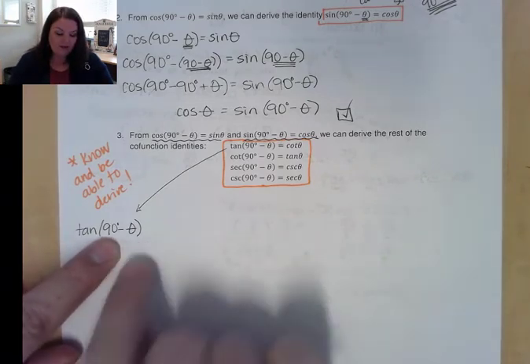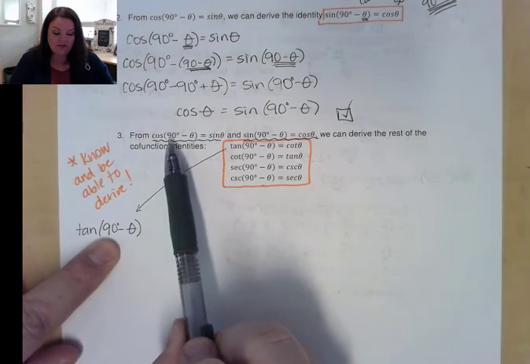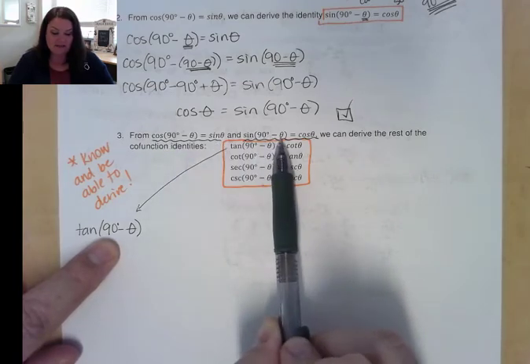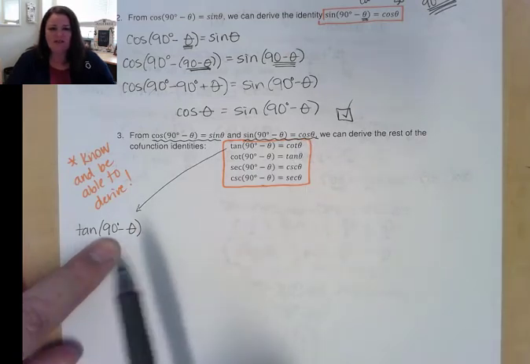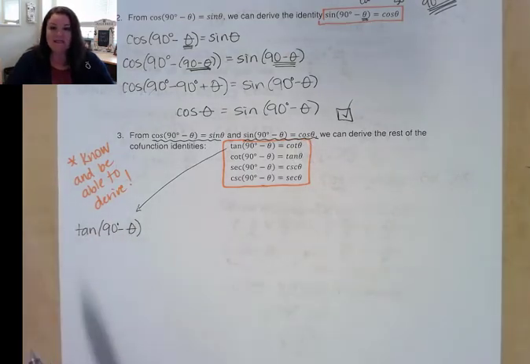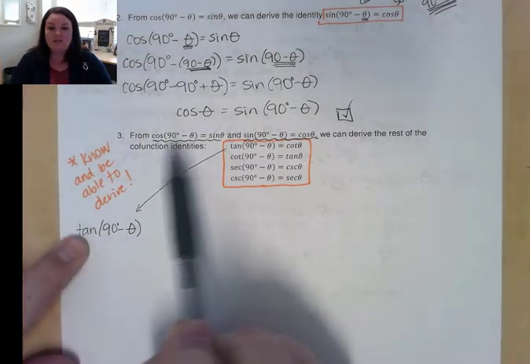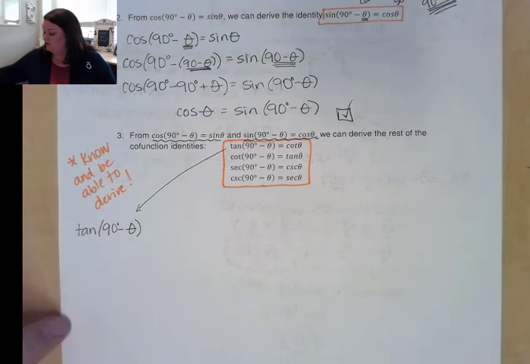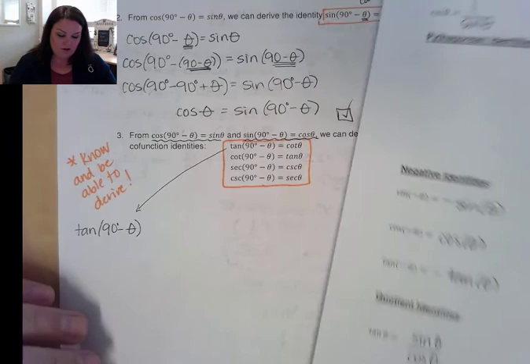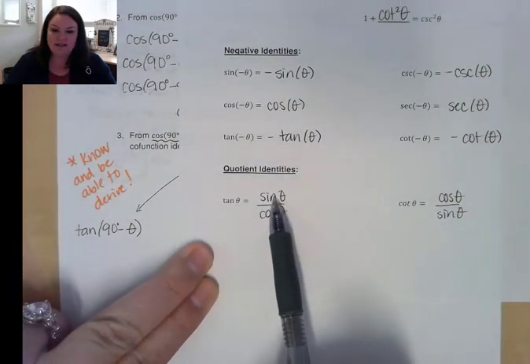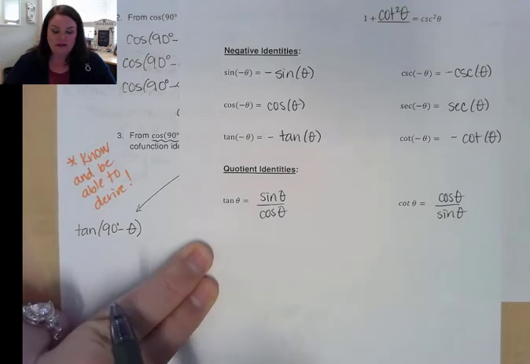Well, the only things that we're given is that cosine of 90 degrees minus theta is equal to sine, and sine of 90 degrees minus theta is equal to cosine. So that's not telling us how we can plug things into here. So I want to think about, how is tangent related to sine and cosine? Well, it's one of those quotient identities, right? On our identities page, we know that tangent theta is equal to sine theta over cosine theta. So I'm just going to rewrite this as that ratio, okay?